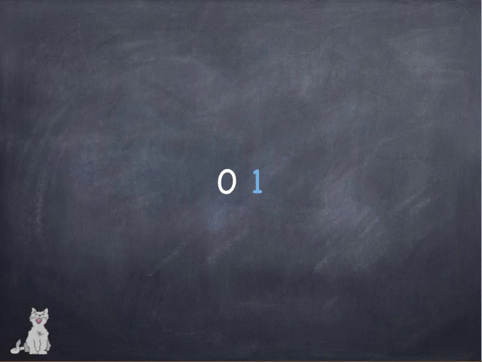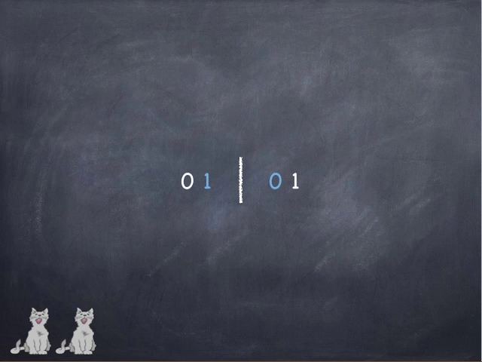The problem is, if we have another kitten come along, making 2 kittens, then we have a problem because we only have a 0 and a 1 in binary. So what do we do? We do the same thing that we do with decimal, and we add another symbol on the left. And just like whenever we go from 9 to 10, when you add 1 to 1 in binary, you get 1, 0.